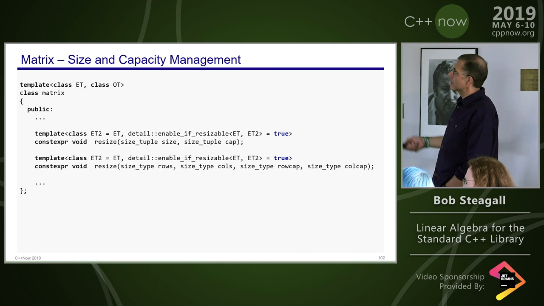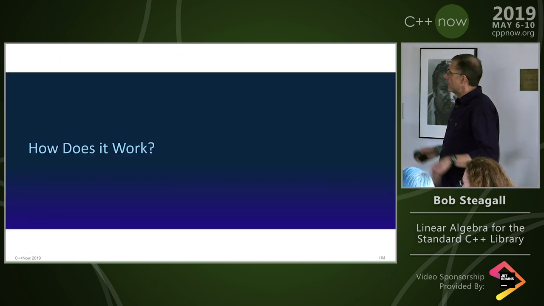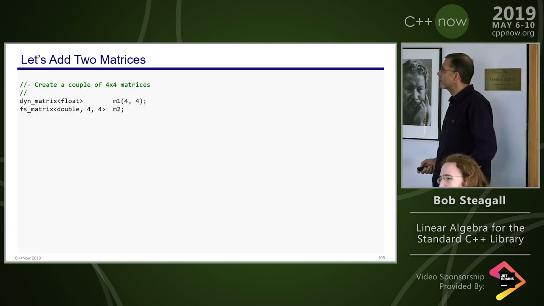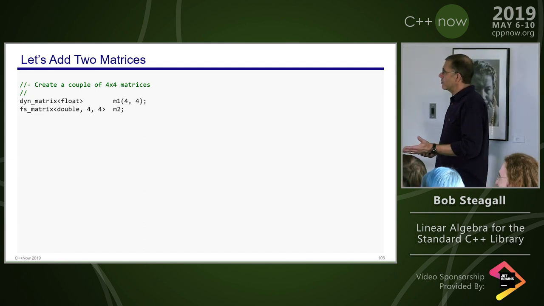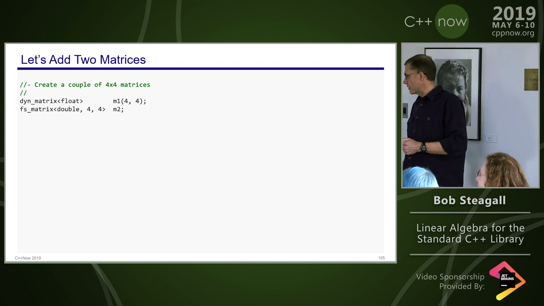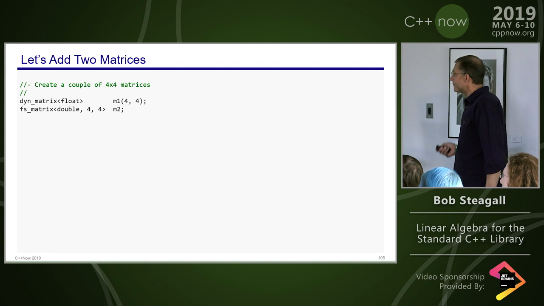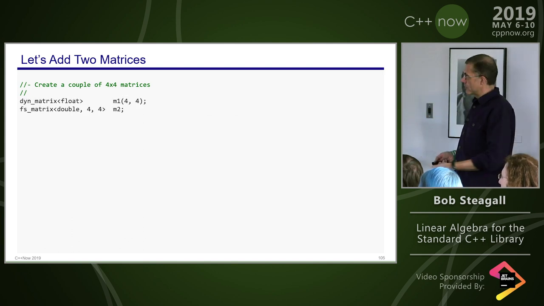All right, size and capacity management and containing the engine. All right, now we got through sort of the boring stuff. This is what I think is the interesting stuff. How does it work? Hopefully this will answer some questions. Let's add two matrices. Let's suppose I have a dynamic matrix of float and a fixed size matrix of double. And let's assume they're both 4x4s for the sake of argument, right? Well, so this is the use of those convenience aliases I mentioned. This is what I expect a lot of people would use most of the time.